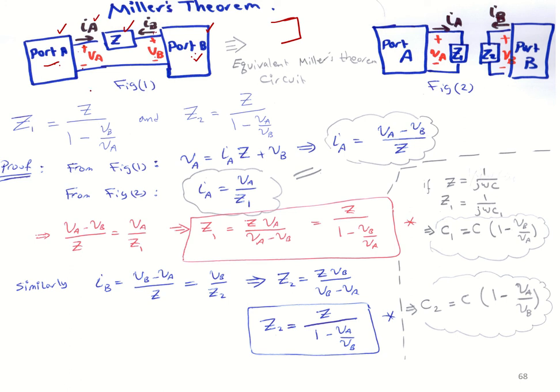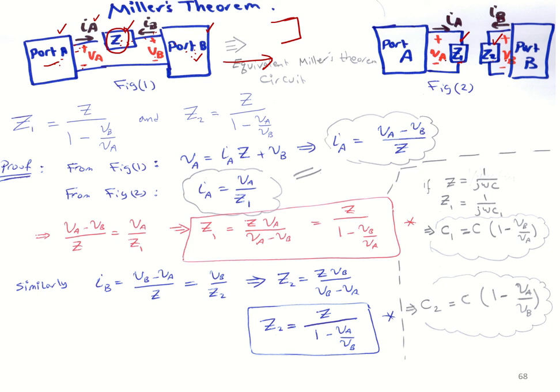Using the Miller technique, we can draw the equivalent circuit. We can divide this impedance into two parts: one impedance with the port A network, which we call Z1, and one impedance with the port B network, which we call Z2. So the branch between the two ports can be removed and replaced with two impedances Z1 and Z2. That is the Miller theorem.